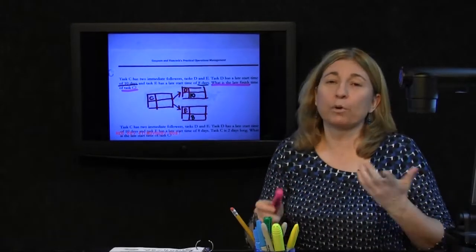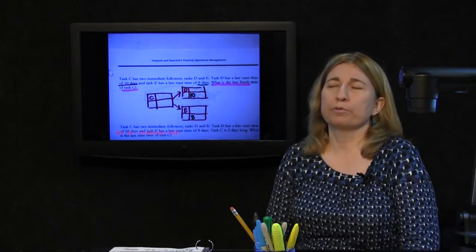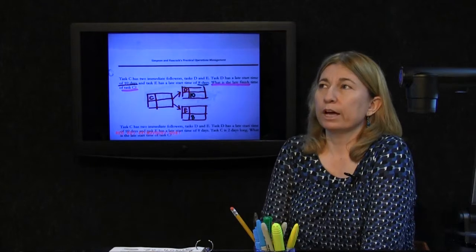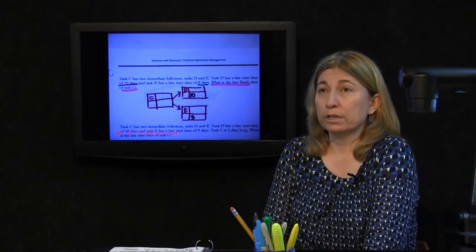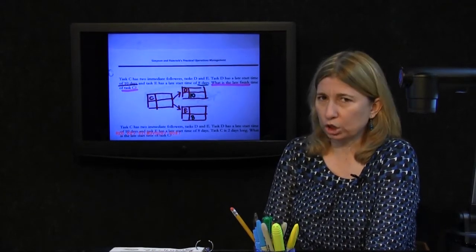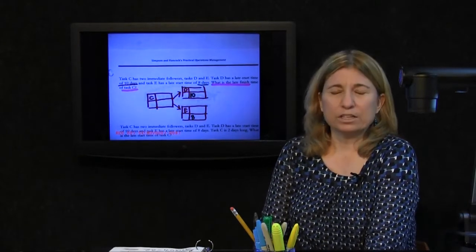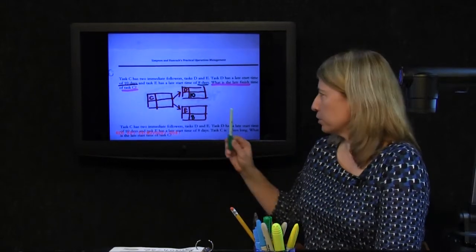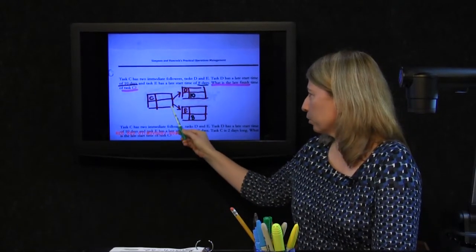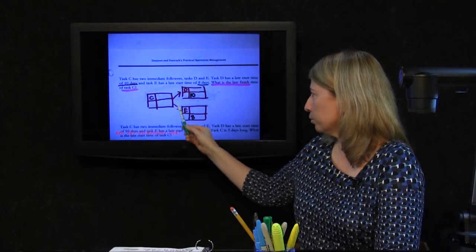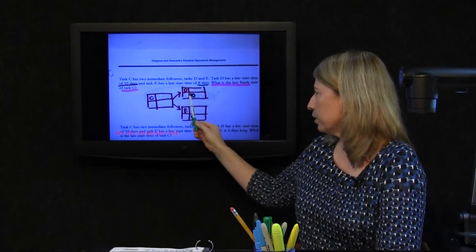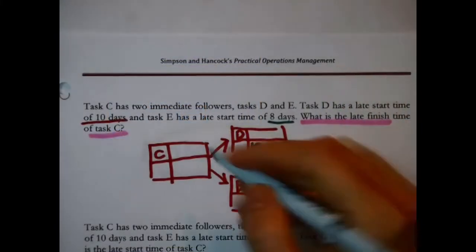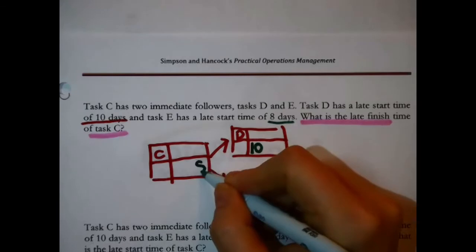Oh, this question is an opportunity to practice the late finish time rule. We need to remember that the late finish time of an activity is always equal to the smallest of all the late start times that follow it. The late finish time of an activity, that's right, we're looking for this number right here, is equal to the smallest of the late start times that follow it. So the answer to this question is 8, because between 10 and 8, 8 is the smallest.